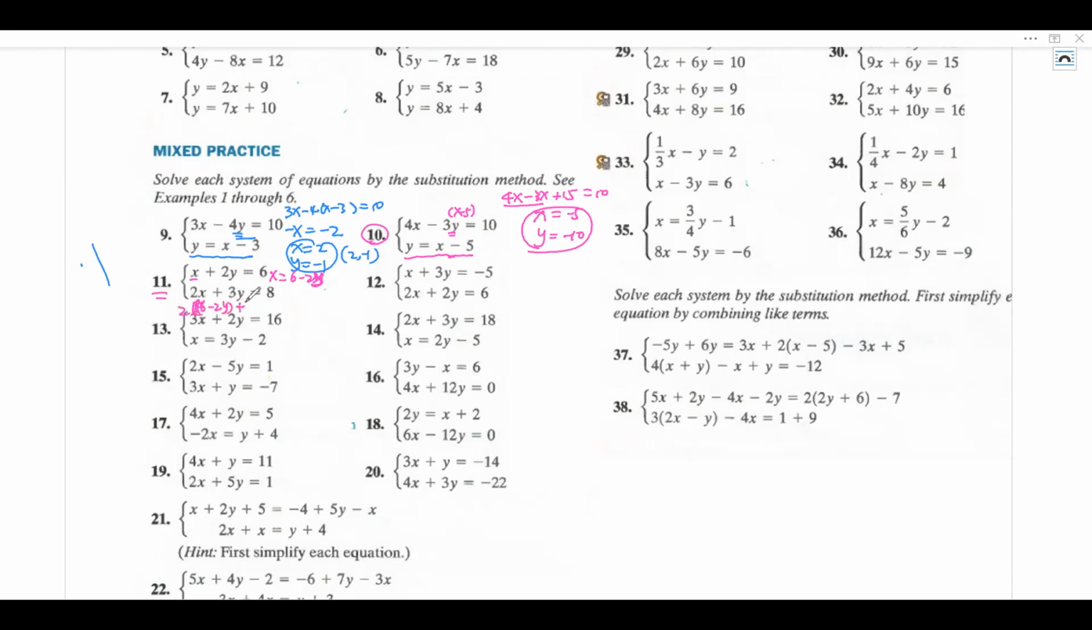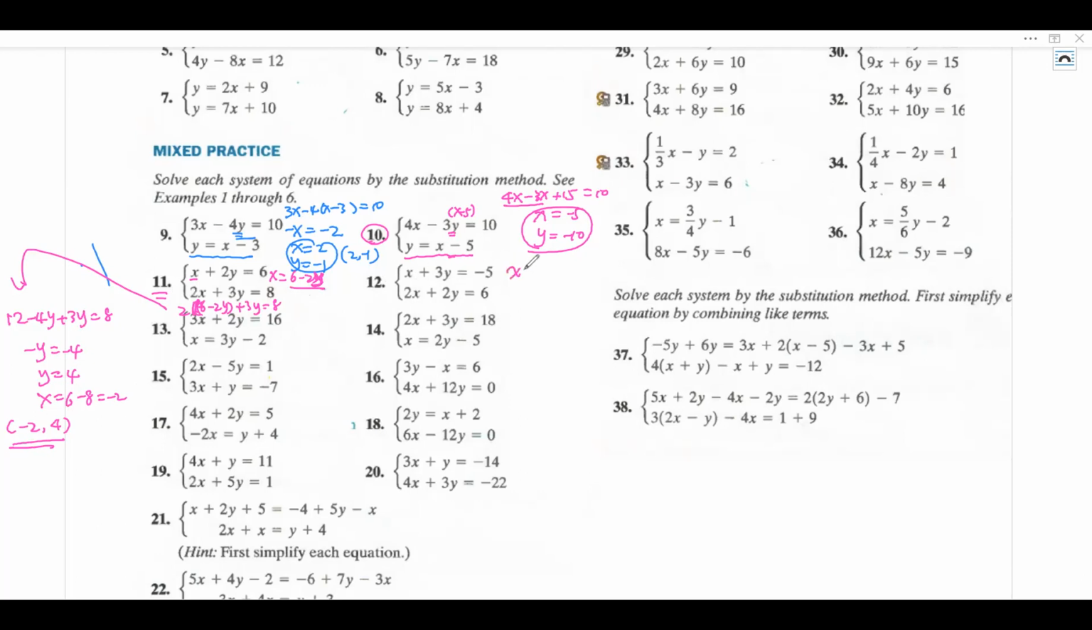6 minus 2y plus 3y equal 8. Let me go here. So you get 12 minus 4y plus 3y equal 8. So negative y equal negative 4, right? y equal 4, right? So x equal what? Replace this one back here. So it's 6 minus 8 equal negative 2. So the result is negative 2, 4 for number 11, right? Check your homework, whether your answer is exactly the same or not. All right, let's see 12.